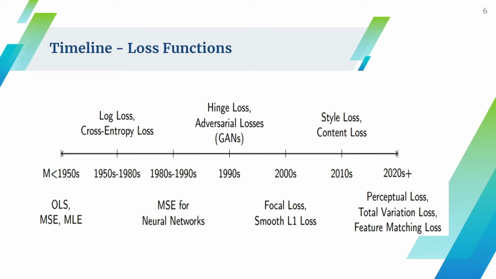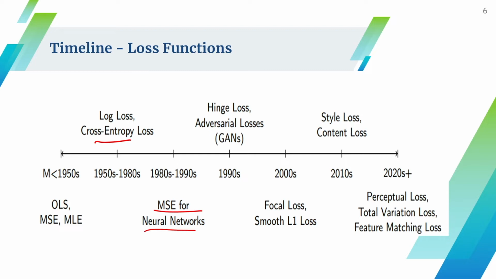Moving on to the timeline, when loss functions were initially developed, in the 1950s, error functions like the mean square error function and the mean absolute error function were developed. Between the 50s and 80s we got loss functions like cross entropy and the log function. In the mid 80s and 90s we came across the mean square error for neural networks. In 1990, we got hinge loss and the adversarial losses.